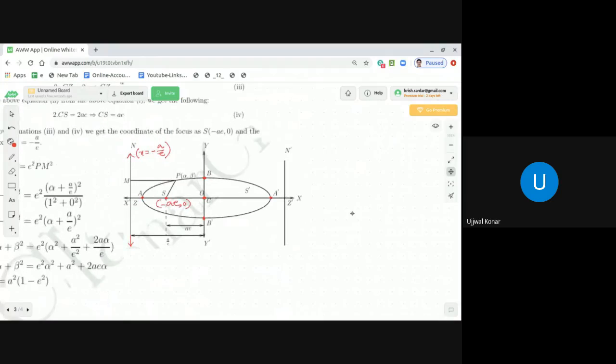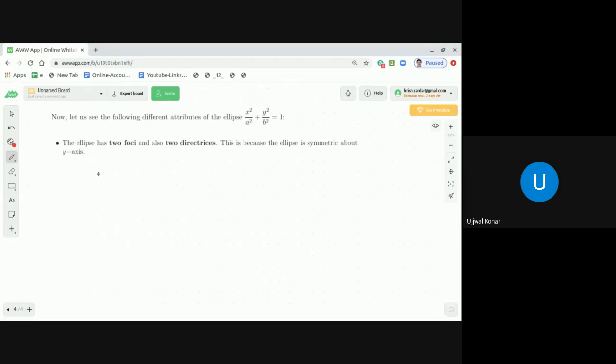If you see, dear students, here that this is one focus, that is also another focus, S dash, and this is one directrix NZ, and that is another directrix N dash Z dash. If you recall, in parabola we got only one directrix and one focus, but in case of ellipse there are two foci, that is the plural of focus, and two directrices. And that's what I want to mention in the first point: the ellipse has two foci and two directrices.